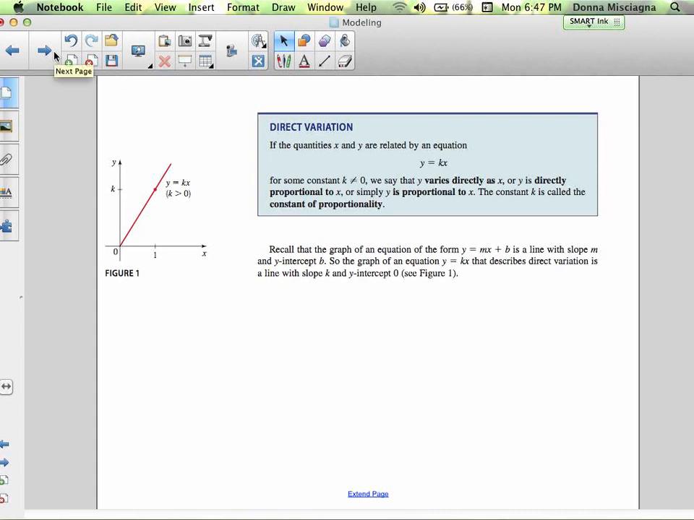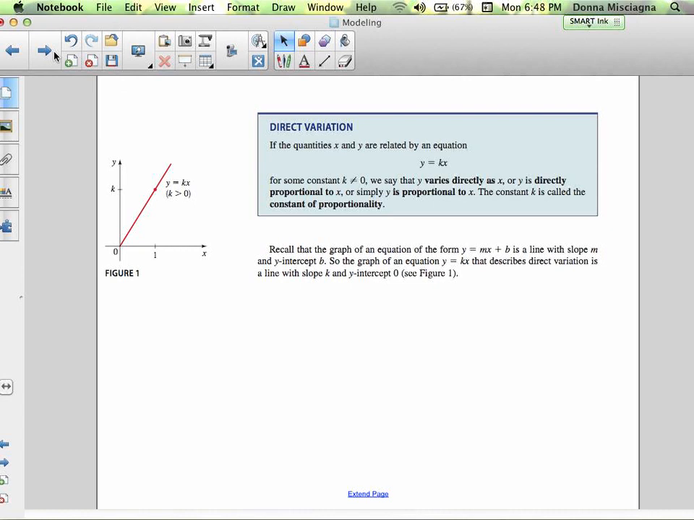Direct variation. If the quantities x and y are related by an equation y equals kx, for some constant k not equal to 0, we say that y varies directly as x, or y is directly proportional to x, or simply y is proportional to x. The constant k is called the constant of proportionality. So if you're told that one variable is proportional to another, you'll know that you can model this variation with the equation y equals kx.